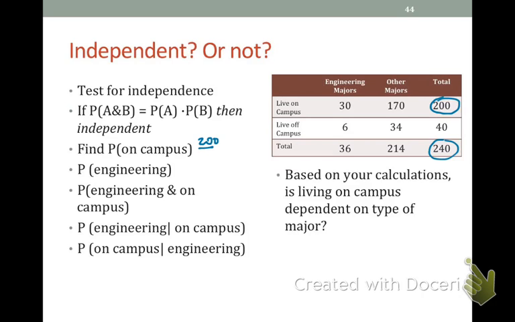All right, so here we go. Let's start by finding the probability of living on campus. Okay? Probability of living on campus. In order to find that probability, you take the total number of kids on campus, which is 200, divided by the total number of kids, 240. So 200 divided by 240. Okay? Next, I want to find the probability of being an engineering major. So think about, maybe mark down right now, what would you do? What would be your probability there?